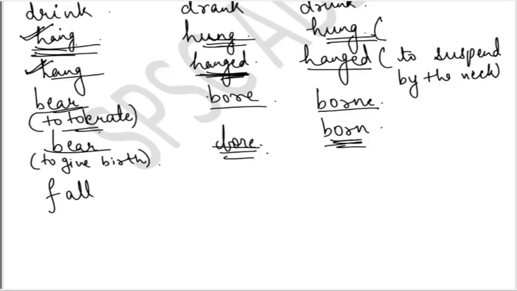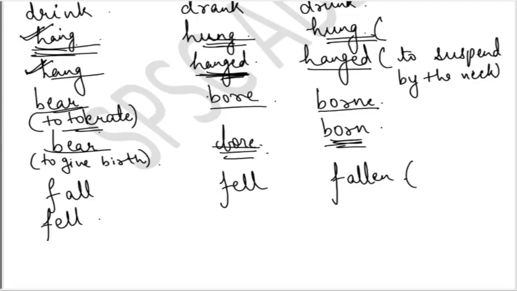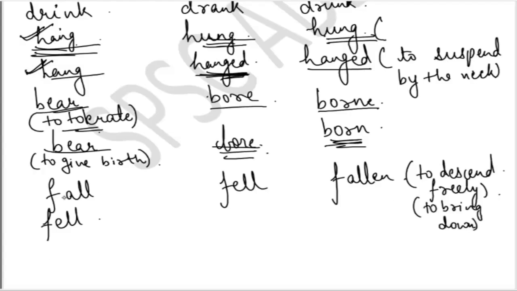Can anyone tell me the V2 and V3 forms of fall? Fell. Fallen. Fell. Is there any word called fell? Yes, ma'am. Okay, so what will be the V2 and V3 forms of fell? See, fall is to fall freely, or to descend freely. Something which is falling freely is what we call fall. But fell means to bring something down. So can you tell me the V2 and V3 of fell?